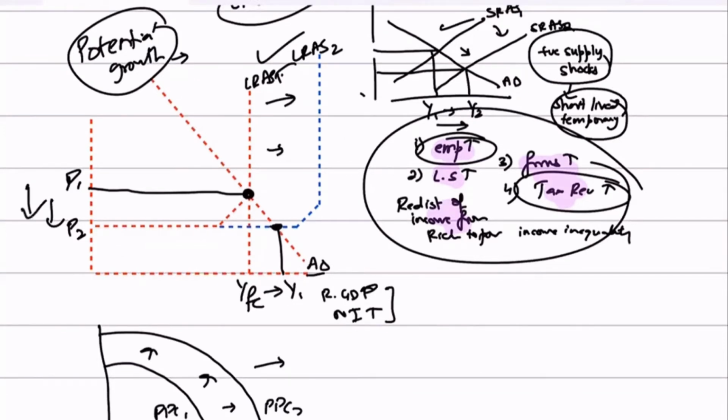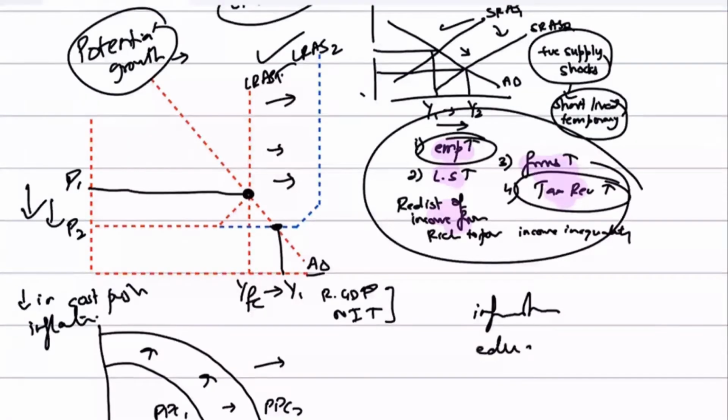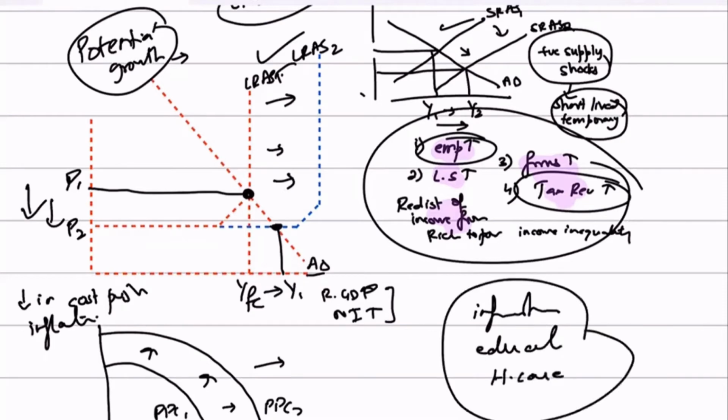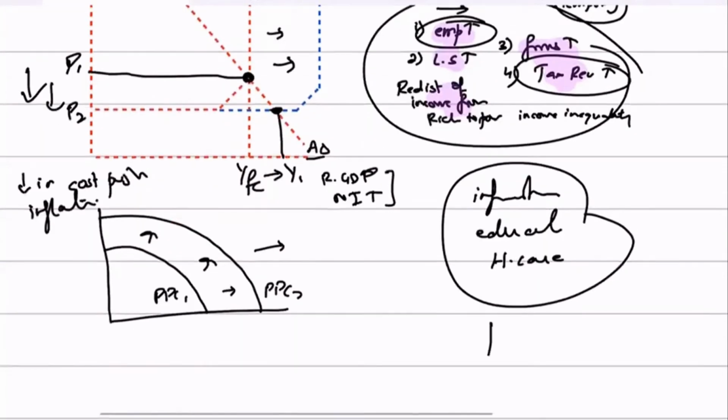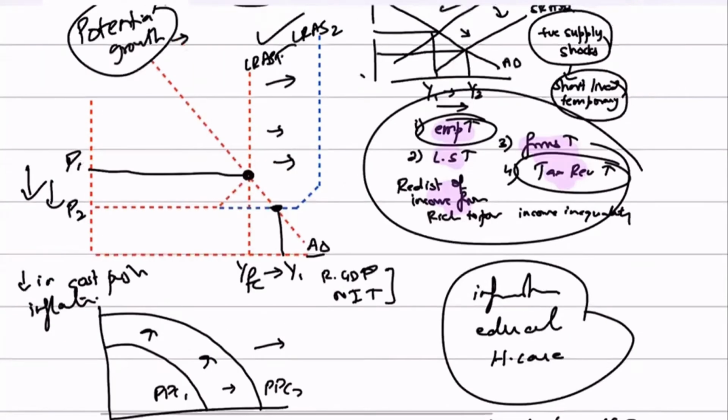By the way, this decline in inflation is basically a decline in cost push inflation, right? And you would also explain why LRAS shifts to the right, such as because of infrastructure development, investment in education, investment in healthcare, or maybe because the productive efficiency of the entire economy is going up. All of these factors will shift your LRAS to the right.